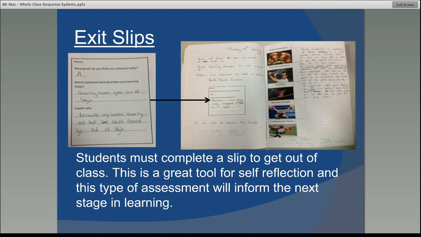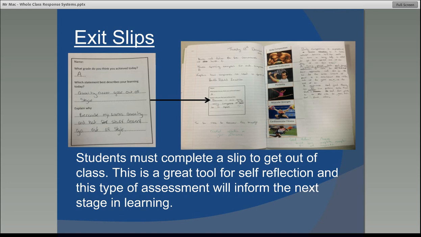And again, it's a response from the whole class, and it makes sure everyone does it. If you don't fill it in, you can't leave the classroom. And obviously students are more than keen to fill those in, get them stuck in the books, and look at them in lessons after that as well. It's a great tool for self-reflection and assessment for learning.